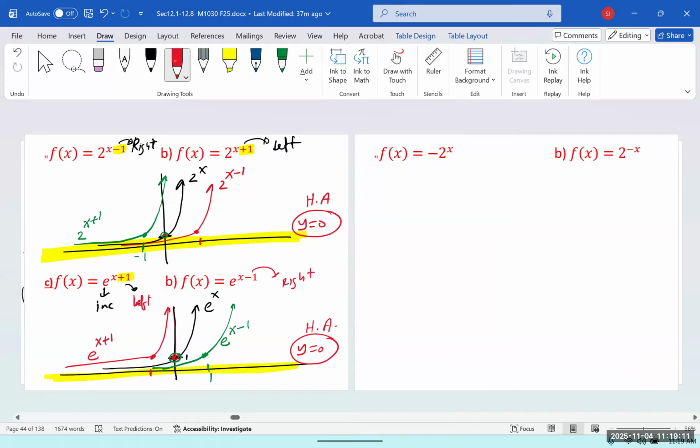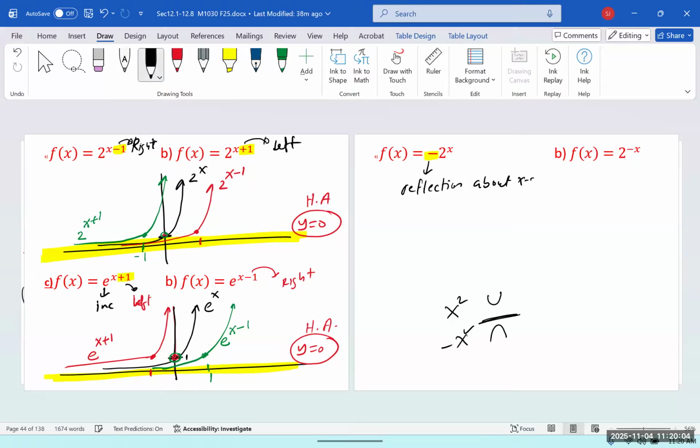Okay, the next one. We have a negative sign, so it's a reflection. Is this negative sign in front of the function or in front of the x? Function. If you have a negative in front of the function, which type of reflection do we get? About the x-axis or the y-axis? X. If you get confused, remember a parabola: x squared is this, negative x squared is that. So you reflect about the x-axis. This concept is true for any function. If you have a negative in front of the function, it reflects about the x-axis.